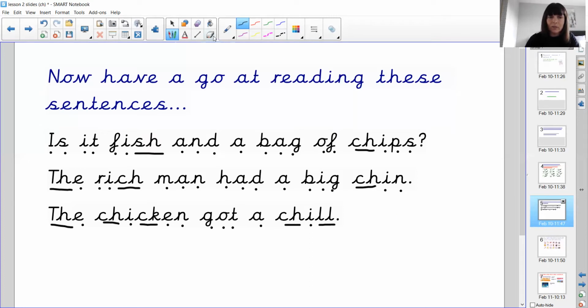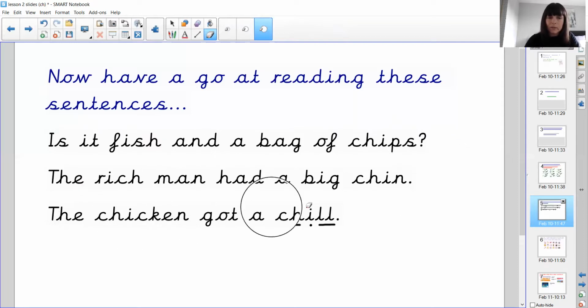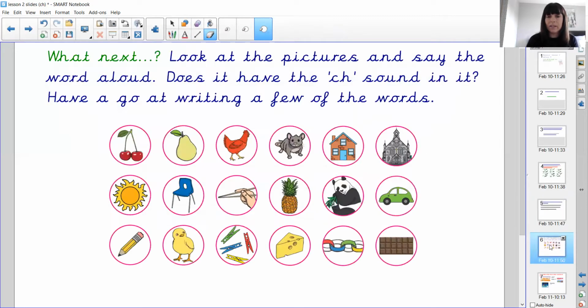Right, I'm going to rub those sound buttons out now so that you can have a go at home at reading them. So pause the video, have a go at reading those sentences. Okay, and that leads us to our activity that I'd like you to have a go at home. So here we've got lots of pictures. I just need you to look at the pictures, say the word aloud to yourself, and just listen to how you say that word. Does it have the ch sound in it? So maybe you can write them down, or you can put a tick next to the ones that have the ch sound in.